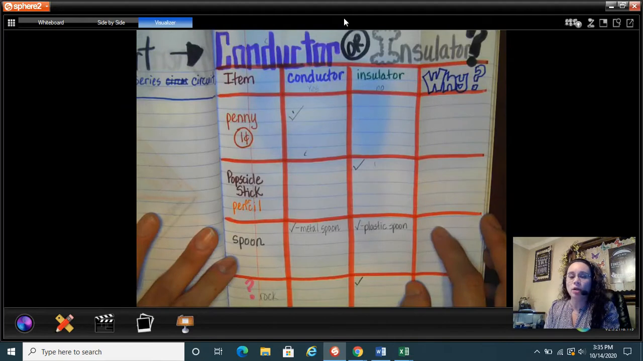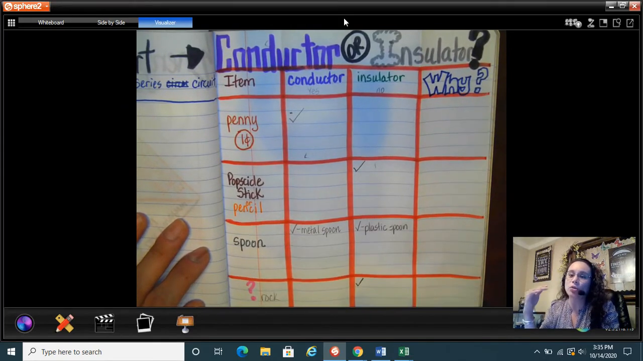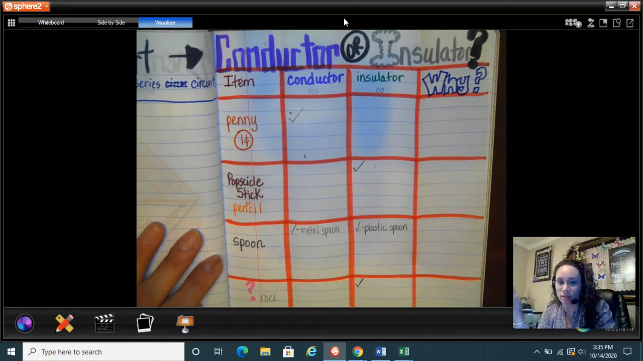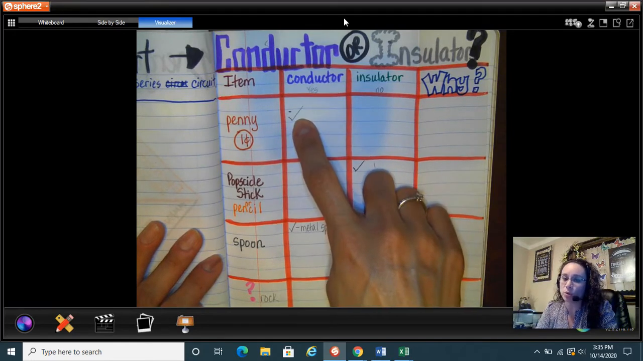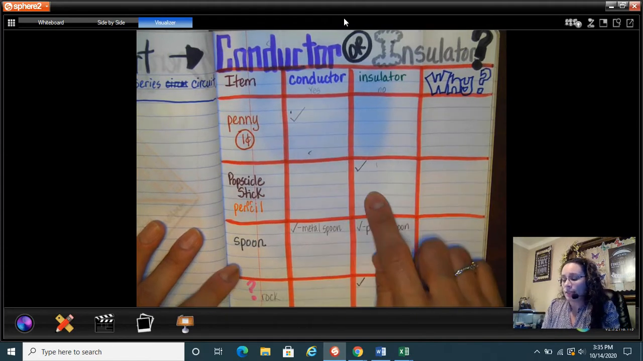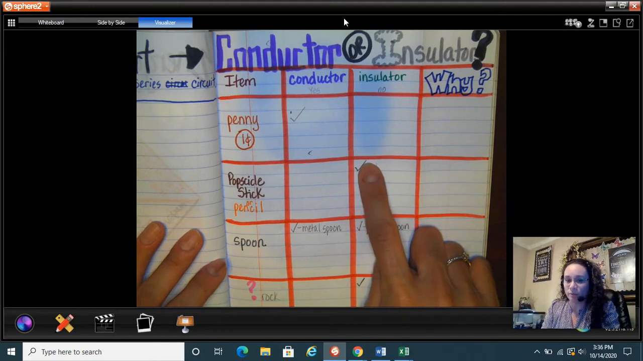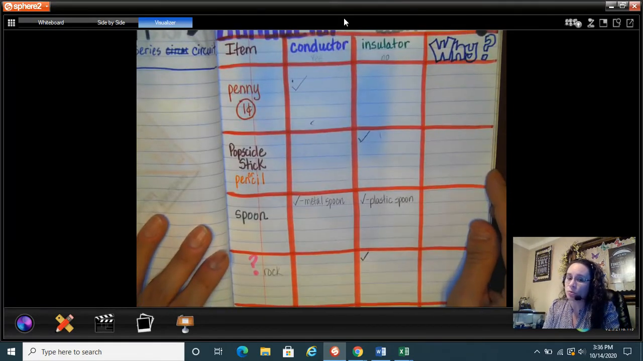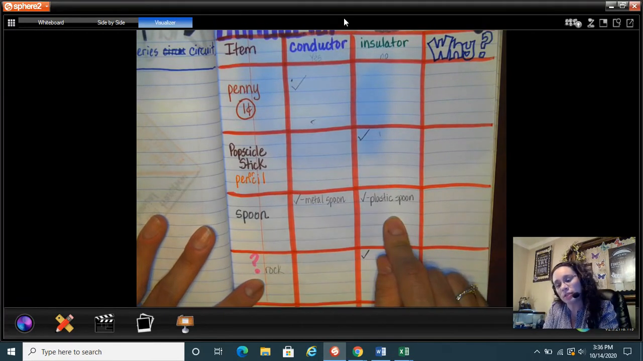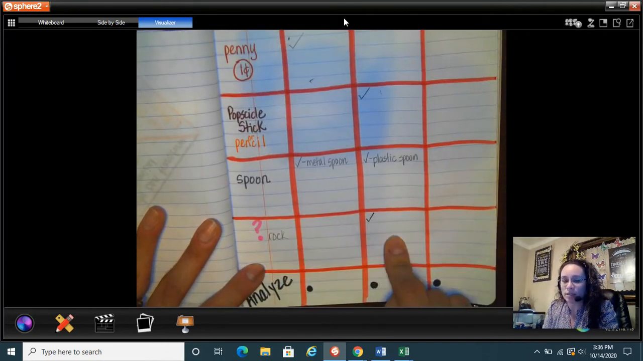Okay, so the check marks in pencil are my hypothesis. So I need to hypothesize as to if the penny will be a conductor or an insulator. So I put that the penny is going to be a conductor. So I checked it off with pencil. I said the popsicle stick or the pencil will be an insulator. So I put a check mark here. The spoon, it depends what kind of spoon you have. If you have a metal spoon, well, it'll be a conductor. If you have a plastic spoon, it'll be an insulator. That's my hypothesis. And of course, the rock, it would be an insulator.